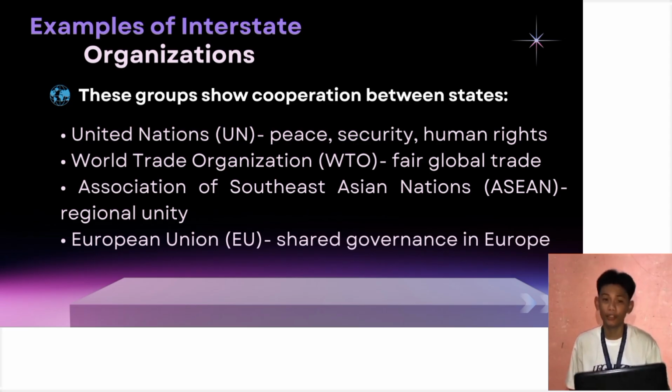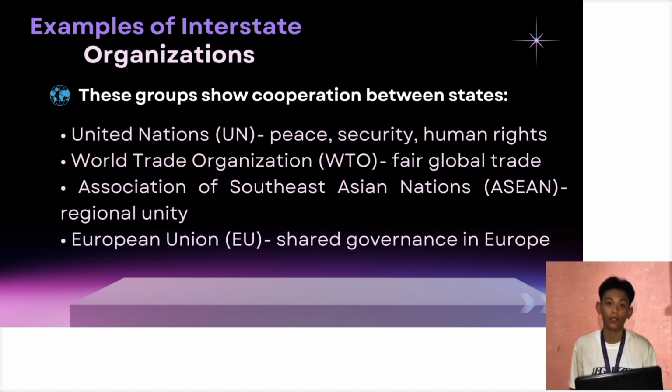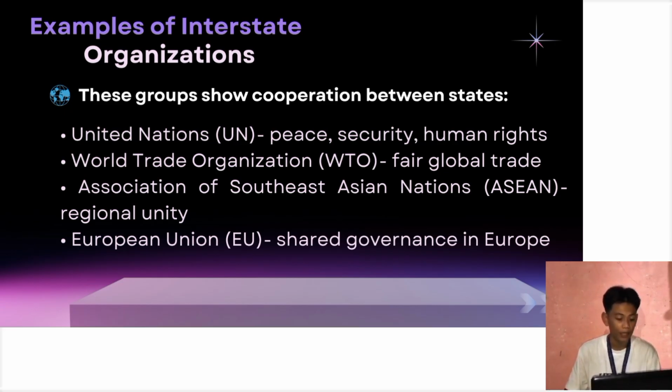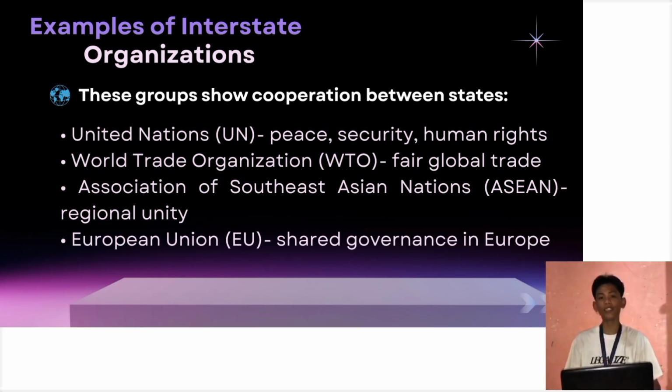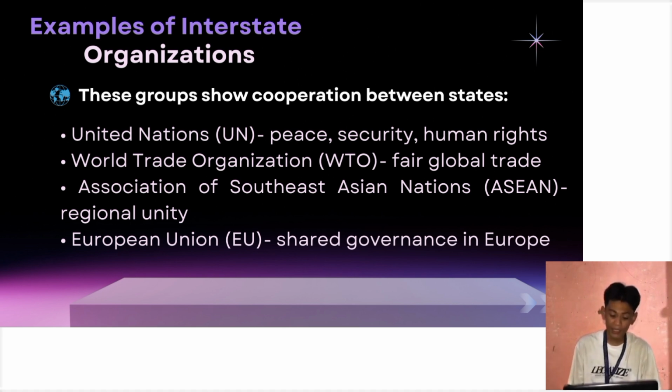Since the previous reporter already tackled the definition of interstate, let's move on to the examples of interstate, which are interstate organizations. These groups show cooperation between states, such as the United Nations, World Trade Organization, Association of Southeast Asian Nations or ASEAN, and the European Union. The United Nations is an international organization founded in 1945, committed to maintaining international peace and security, and promoting human rights.